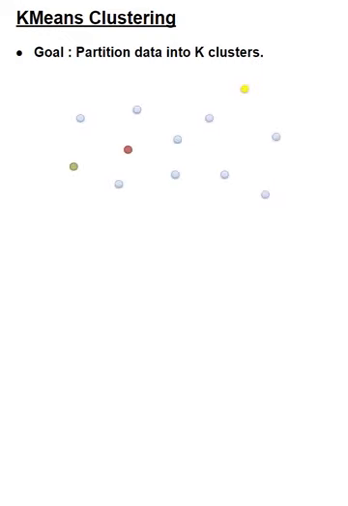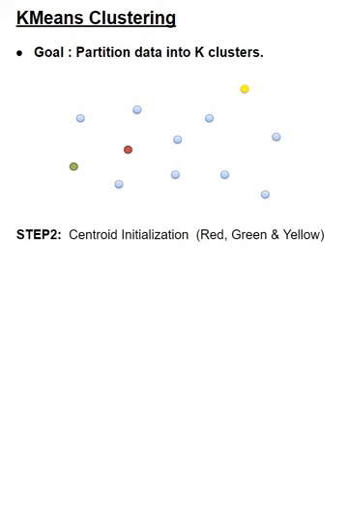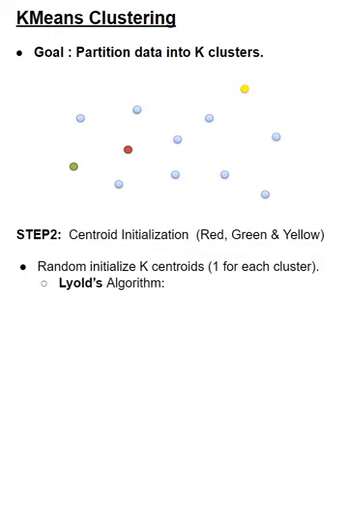The second step in this algorithm is assigning K centroids for your data points. For this data, we are showing the initialized centroids in red, green, and yellow. The initialization could be performed using one of the approaches, like Lloyd's algorithm, which is the original 1967 algorithm that completely assigns random initialization from your data.